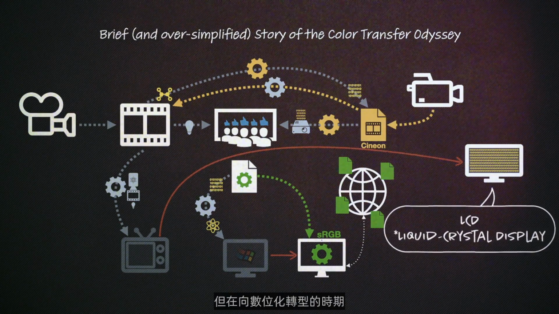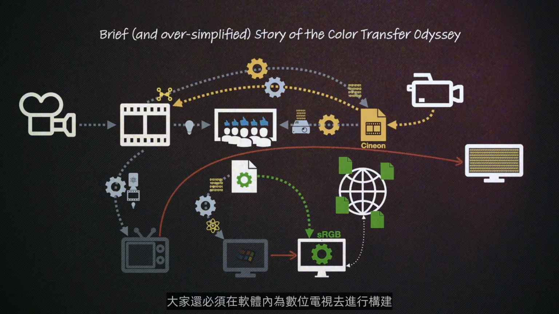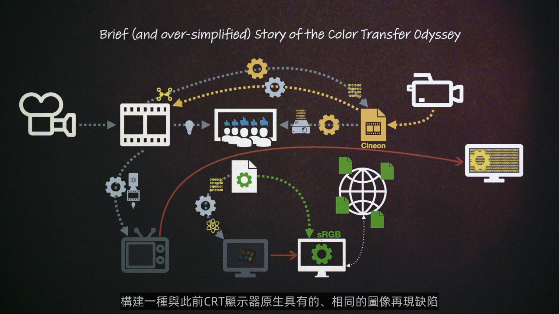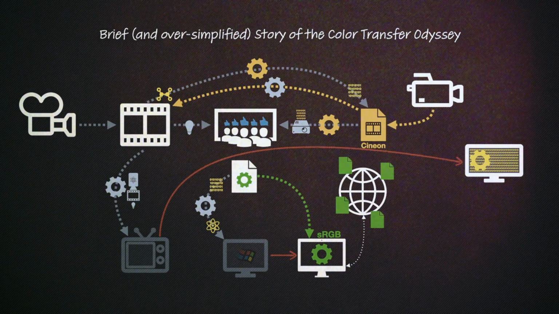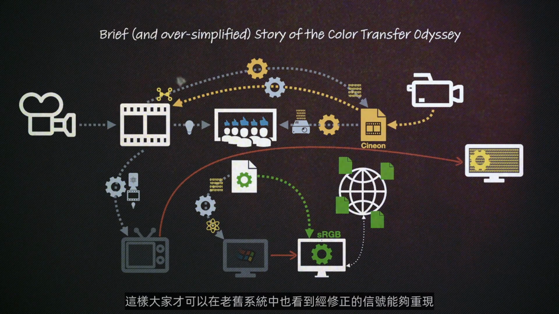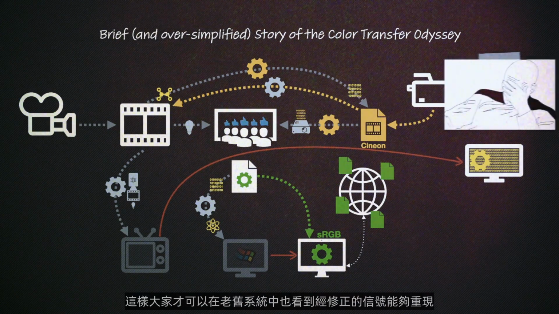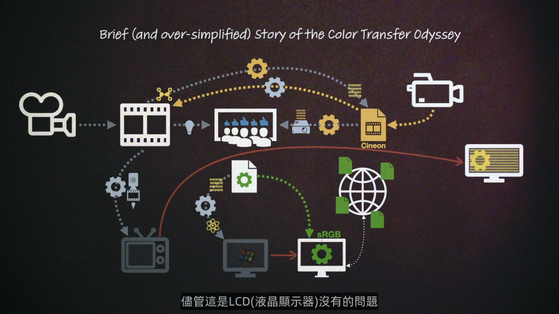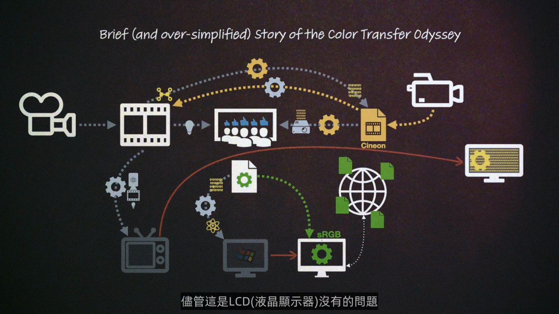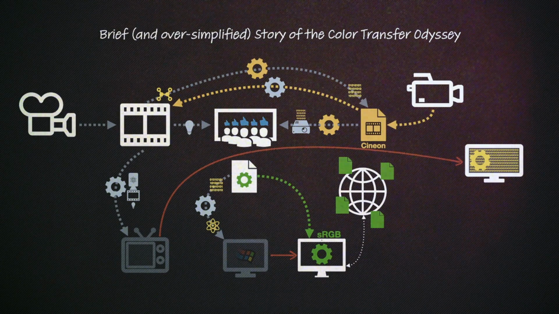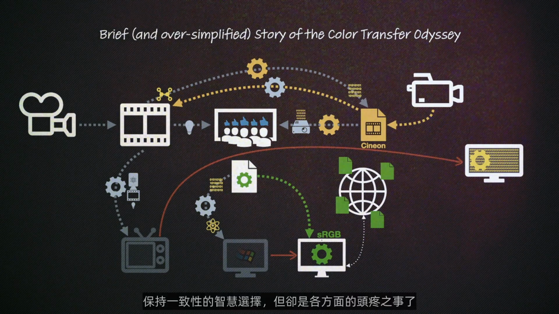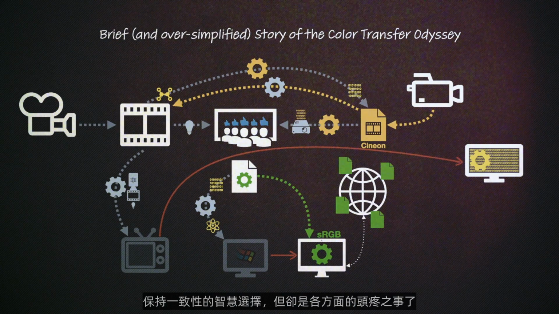But during the times of transition to digital, they had to build inside the software of the digital TV the same defects of the image reproduction that CRTs had natively. So everybody could see the same corrected signal able to be reproduced by a crap old system. A problem that the LCD didn't have natively, but had to be embedded for compatibility purposes. A smart move for consistency, but a headache for everything else.